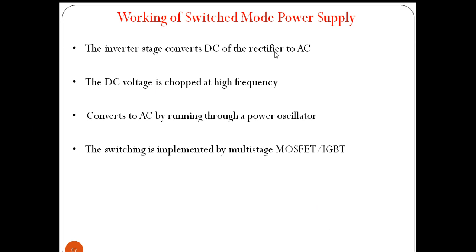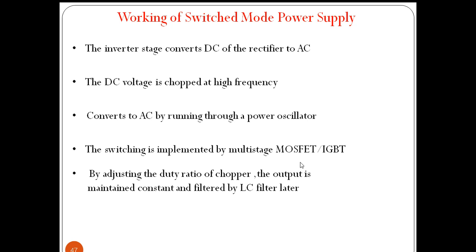The inverter stage converts the DC of the rectifier to AC. The DC voltage is chopped at high frequency and converted to AC by running through a power oscillator. The switching is implemented by multi-stage MOSFET or IGBT. By adjusting the duty ratio of the chopper, the output is maintained constant and filtered by using an LC filter later. Now the ripple-free output voltage is applied to the load. This is how the SMPS will be working.